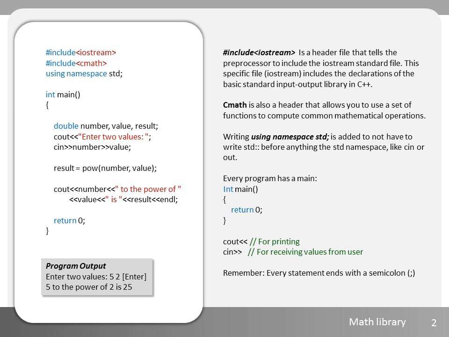Finally, cout is used again to print the result of the operation, and then the program executes the return statement, which signifies the end of the program. Notice that all instructions ended with a semicolon. This is because it's necessary, since in C++ it signifies the end of that instruction.